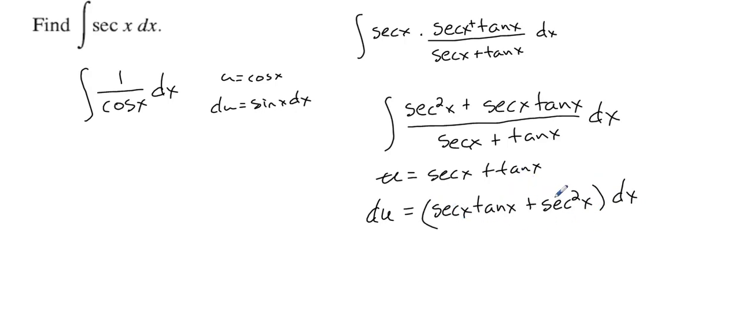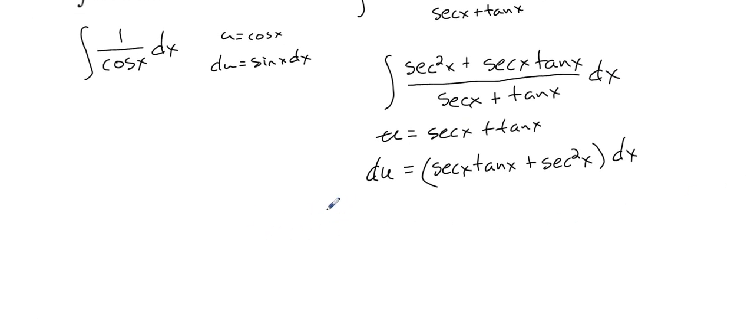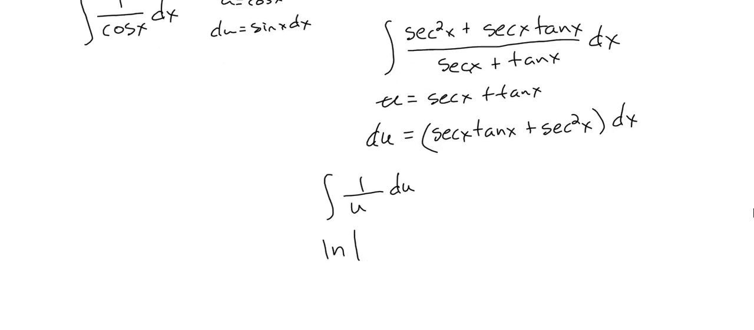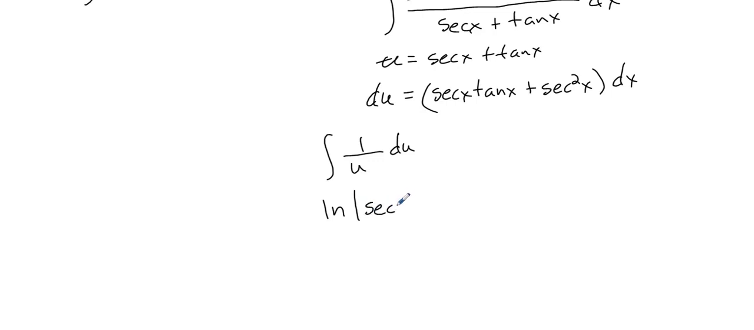Now, obviously, addition is commutative. The order doesn't really matter when we're adding. We have u prime over u directly. So now we have the antiderivative of 1 over u du. Things substitute very nicely now that we force the u prime over u situation. And then the antiderivative of 1 over u would be natural log absolute value. Let's just substitute what u is right away. What was u? Secant x plus tangent x, and then plus c.